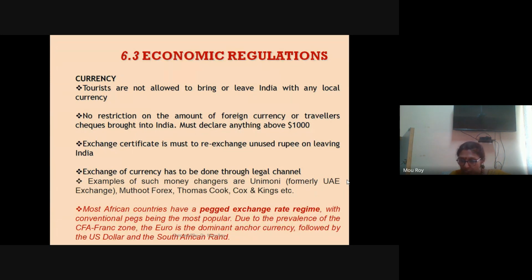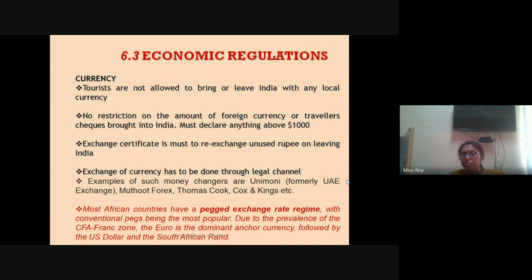Once you change your currency, you are given a certificate, known as the foreign exchange currency certificate. That is very important. You have to retain those certificates, so that people cannot cheat you. That is one reason. Secondly, tomorrow when you are leaving your country, maybe after 1 week, and you don't require the currency anymore, you have to re-exchange.